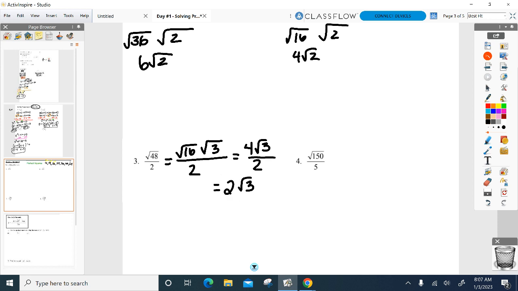Everyone see where I'm getting the 2 from here? 4 divided by 2. Okay, simplify first, divide last. Simplify first, divide last. Try it out on this one. Again, do not divide 150 and 5. That's not 150. It's the square root of 150. So break down 150 and then divide by 5 if you can, at the end.